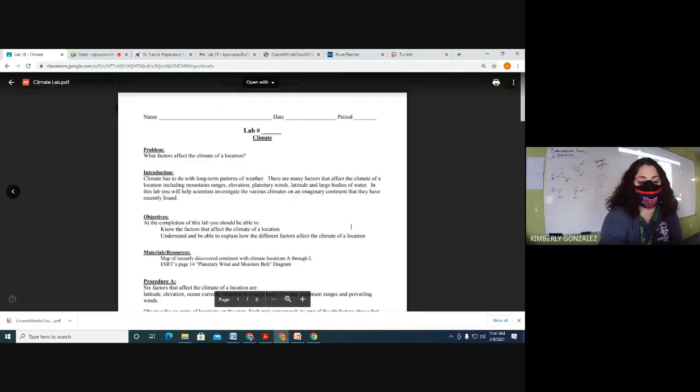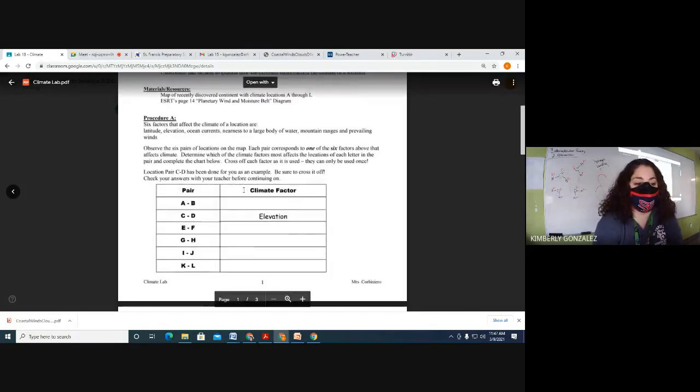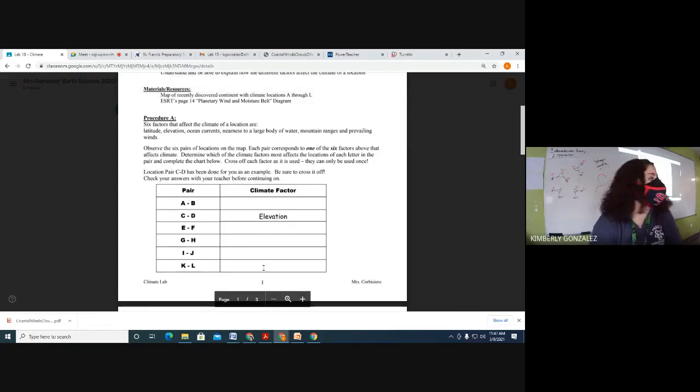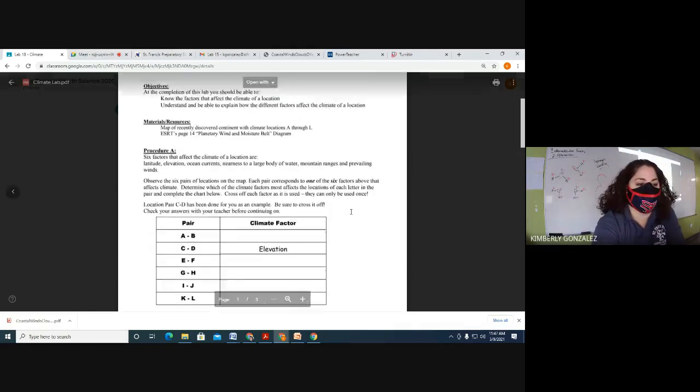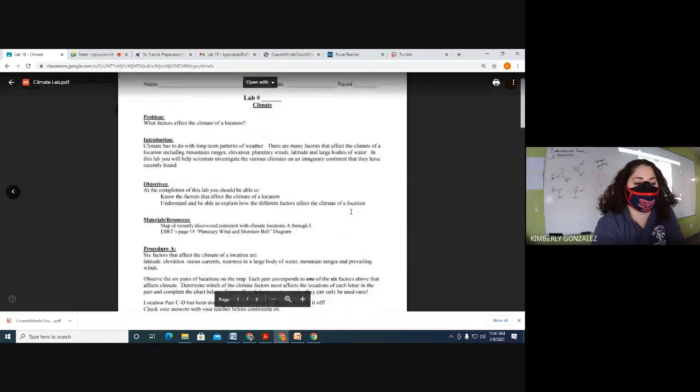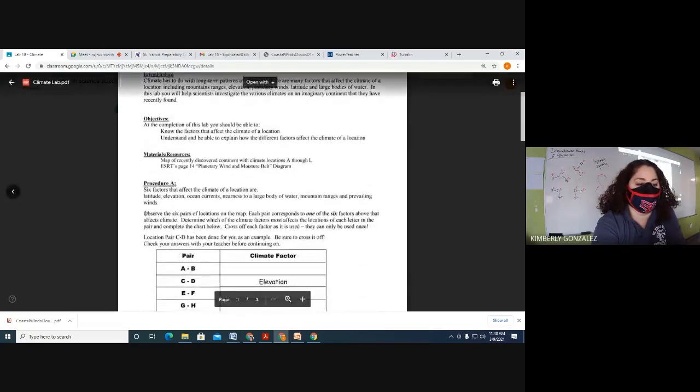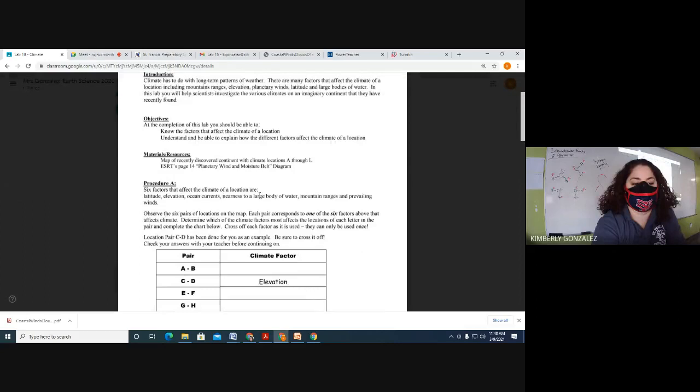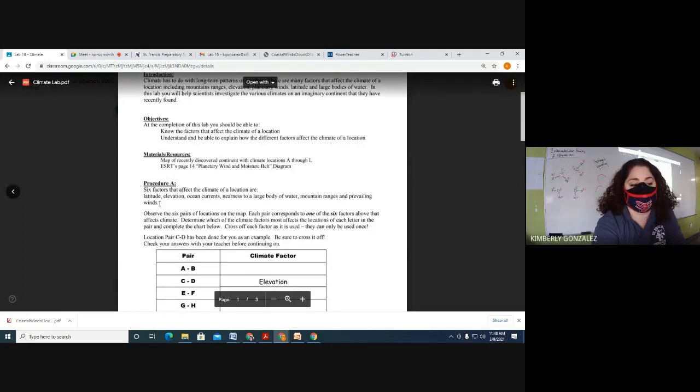Before you can go any further with the lab, you have to have me check your answers to this. Now, I'm just going to tell you, you have 1 wrong. You have 2 wrong. I'm not going to tell you which ones they are, so you need to figure out which factor goes with each of them. I believe the factors are listed here, and they're also listed in your lab: latitude, elevation, ocean current, nearness to a large body of water, mountain ranges, and prevailing winds.